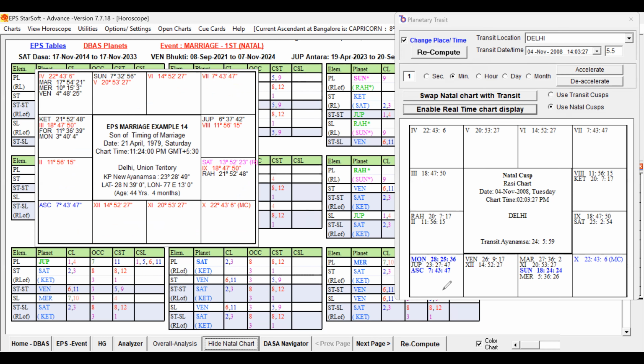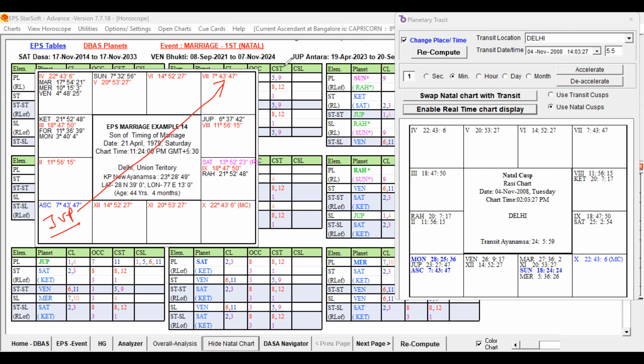Jupiter in the transit is in its own sign, in Sagittarius. It is not conjoining to the natal moon. Jupiter in the sign of Sagittarius is aspecting the seventh house. And is it aspecting the seventh lord? No, it is aspecting Sun. Sun is ninth lord. And it is aspecting the fifth house and seventh house. That's all. It is not having any other aspect. So that way, the seventh house is being aspected by Jupiter by seventh aspect.